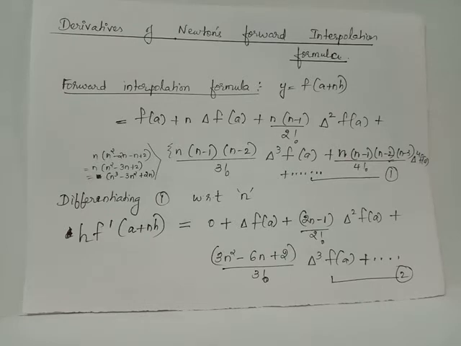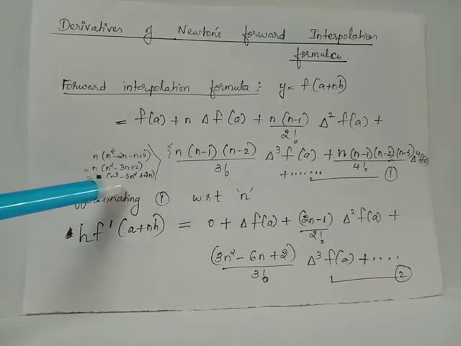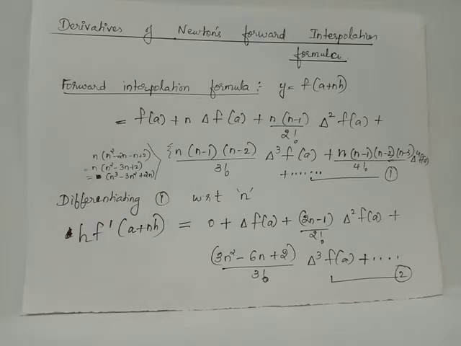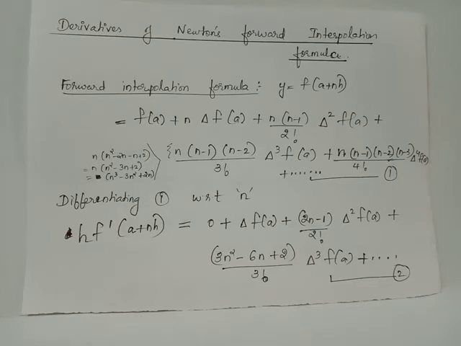We have n(n - 1)/2! which can be written as (n² - n)/2!. This term when differentiated with respect to n will give us (2n - 1)/2!. Δ²f(a) is written as it is. We have the next term rewritten as (n³ - 3n² + 2n)/3!. When this term is differentiated with respect to n, it becomes (3n² - 6n + 2)/3!. Thus, we have this coefficient for Δ³f(a). Similarly, you can differentiate the next term and find out the coefficient for Δ⁴f(a).